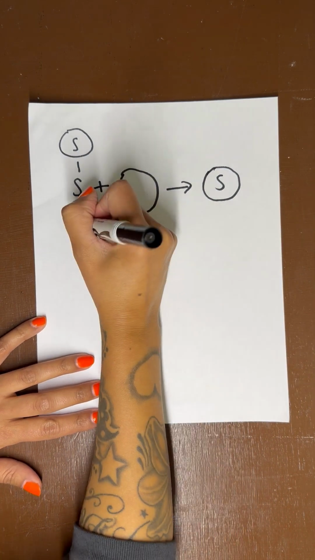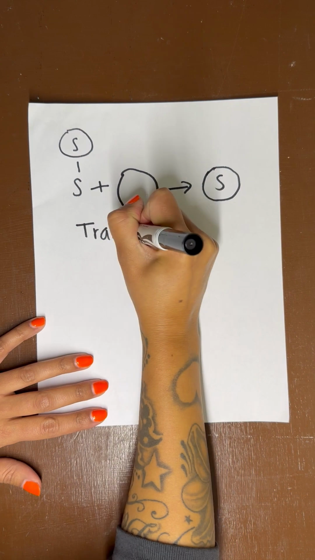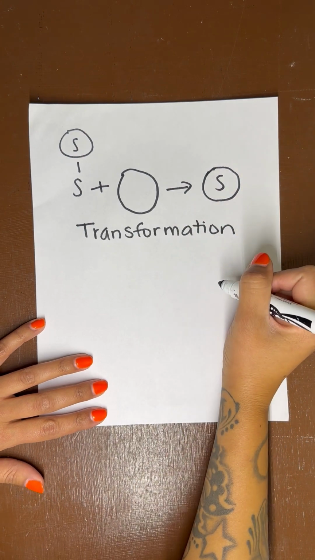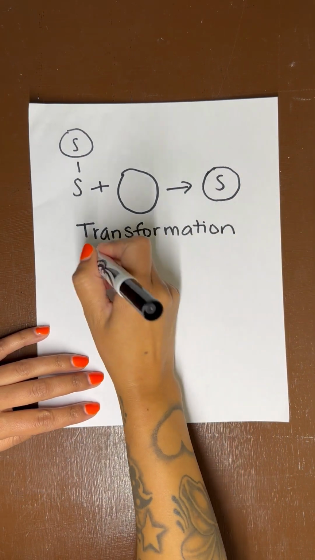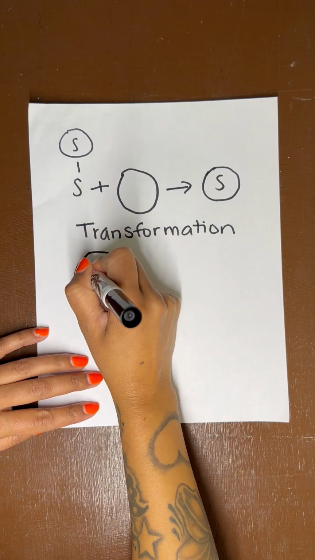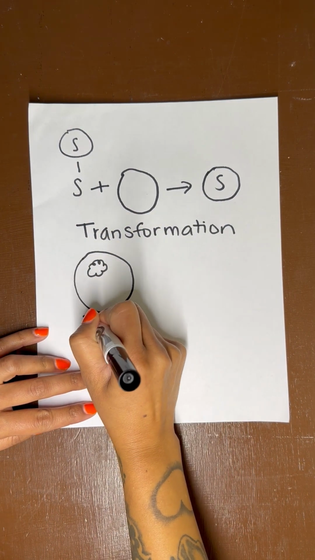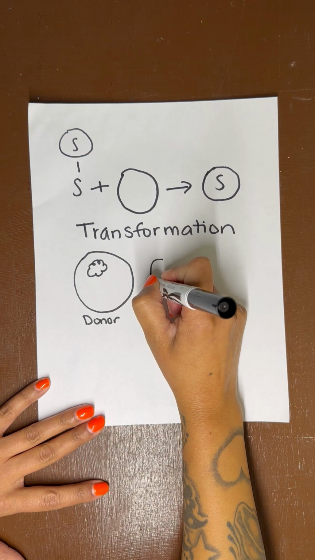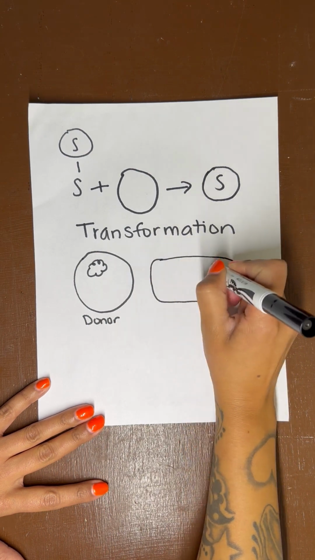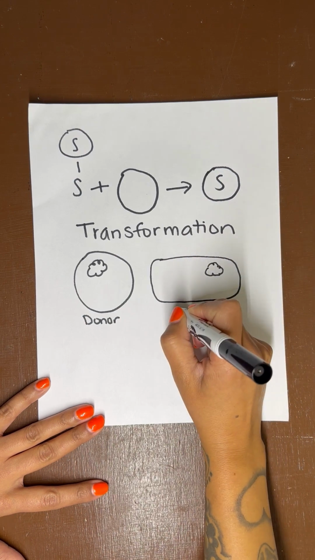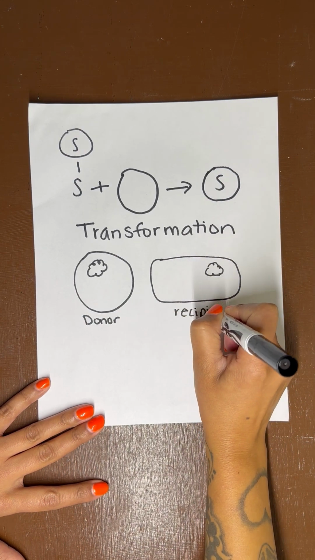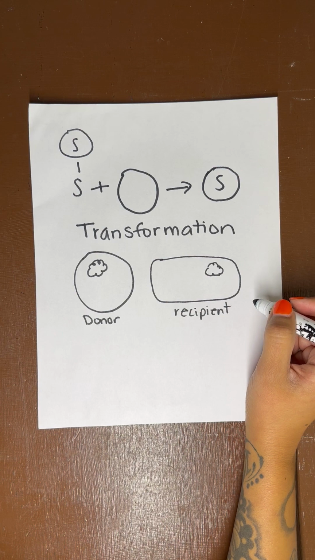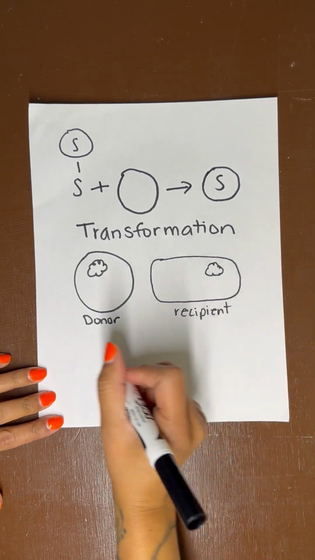In the different processes, we are going to look at transformation, and with transformation, we have a donor cell that contains the DNA within the cell, and then we will have a recipient cell that also contains DNA. During transformation, there are some steps that we must follow.